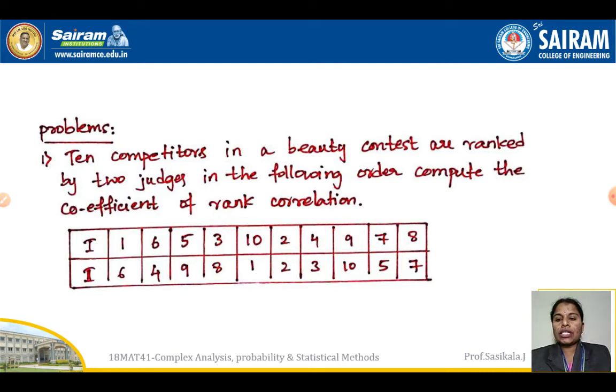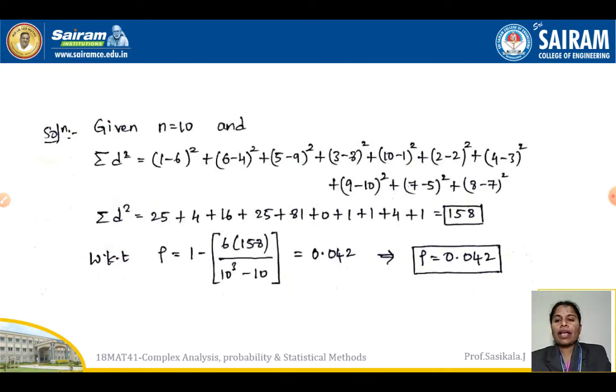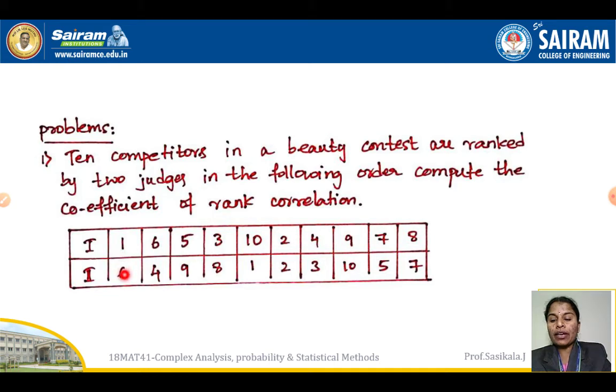The first question: 10 competitors in a beauty contest are ranked by two judges in the following order. Compute the coefficient of rank correlation. What is given? It is a beauty contest, and two judges have given ranks to these 10 contestants. Now we are going to find the rank correlation. As per the given data, n is equal to 10, and it is already mentioned in terms of rank, so there is no need to find the ranks of x and y. This is rank 1 and this is rank 2.